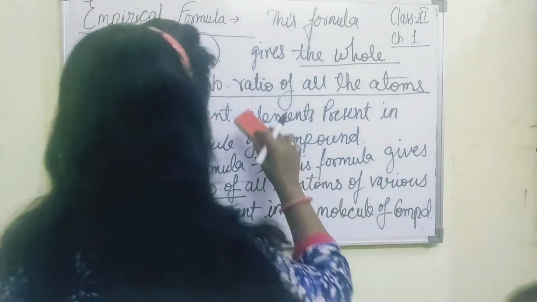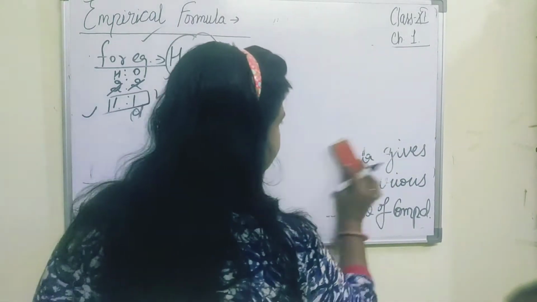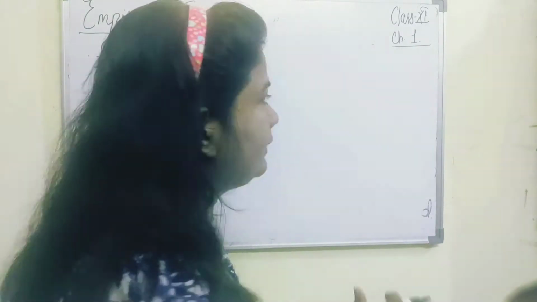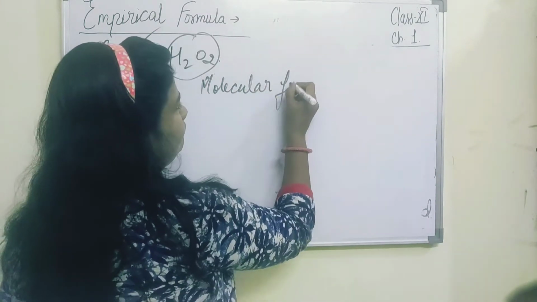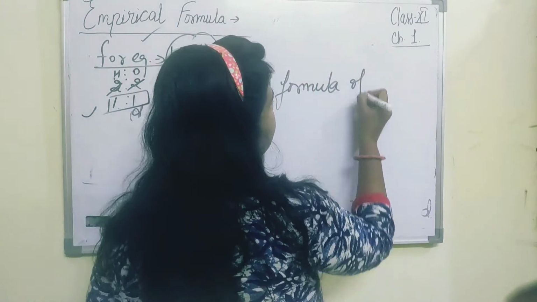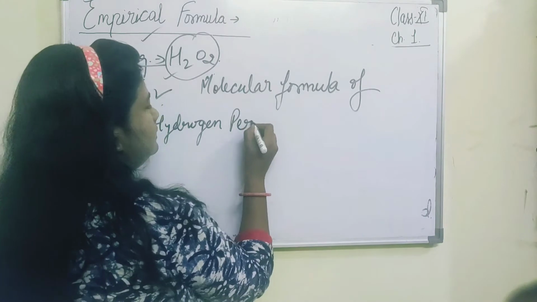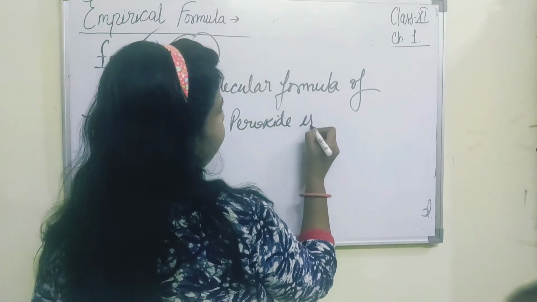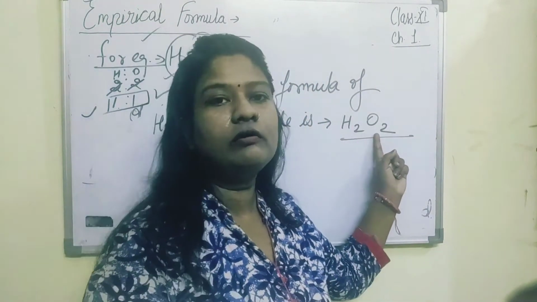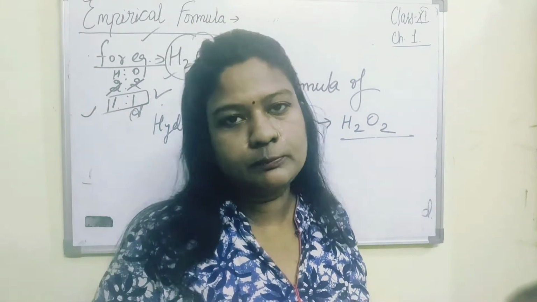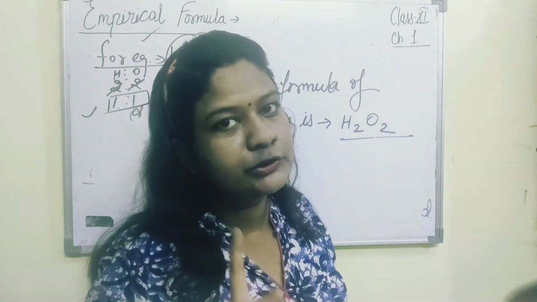Okay, I take another example and I repeat it. If you are not understanding, then I will repeat it. Suppose the molecular formula of hydrogen peroxide. Hydrogen peroxide is H2O2. Correct? This is the actual number of hydrogen and oxygen present in hydrogen peroxide. 2 hydrogen atoms and 2 oxygen atoms are present in one molecule of H2O2.